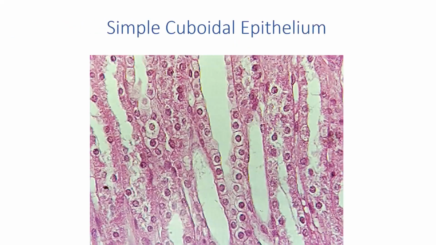Here are simple cuboidal cells. What we're looking at are kidney tubules right here. Filtrate from our kidney goes through these tubules, and we want to recover the good stuff, water and salts and glucose and other ions that are very important to us. So we want them to pass through these tubules while the waste products get trapped behind. And so we build our tubules out of simple cuboidal cells.